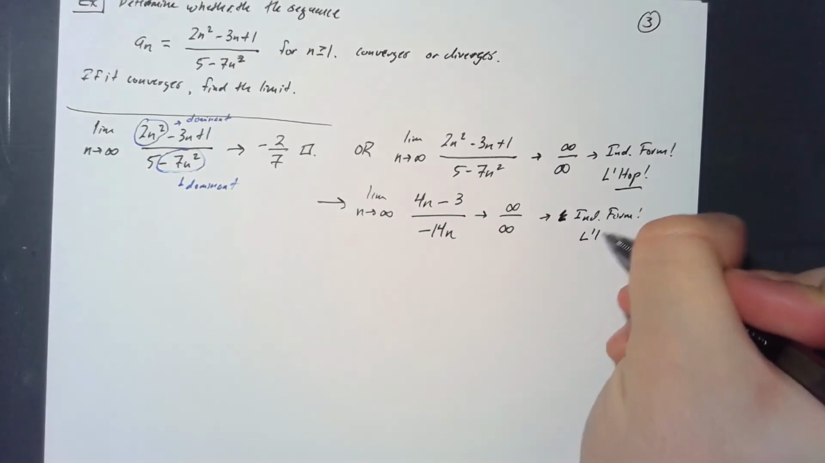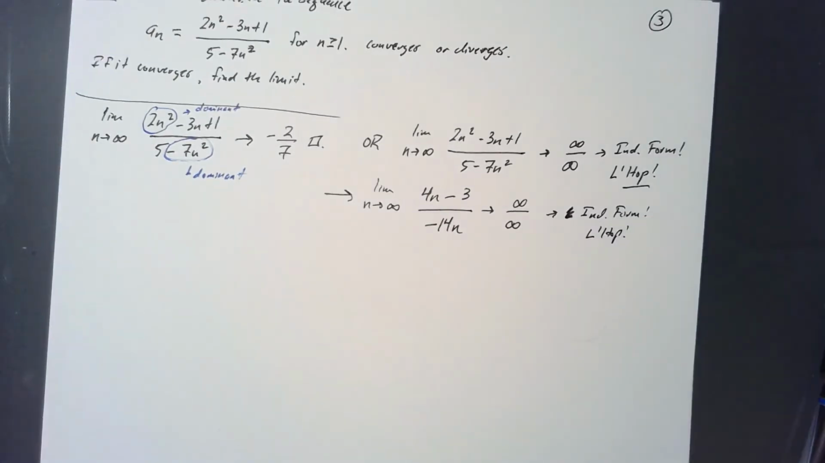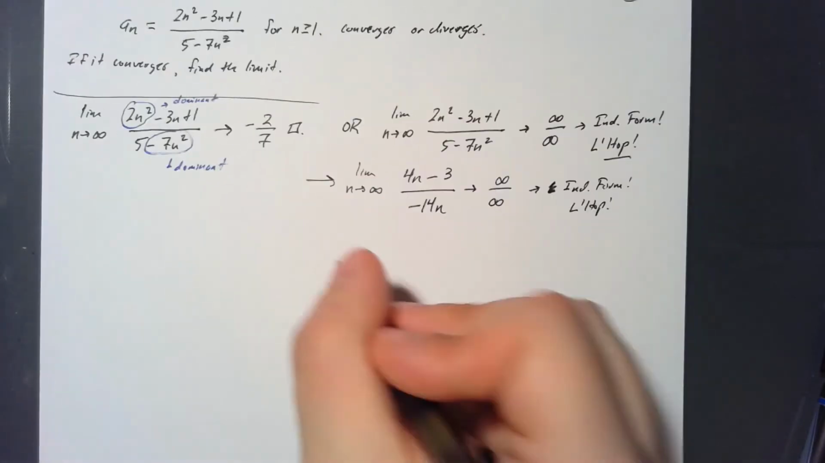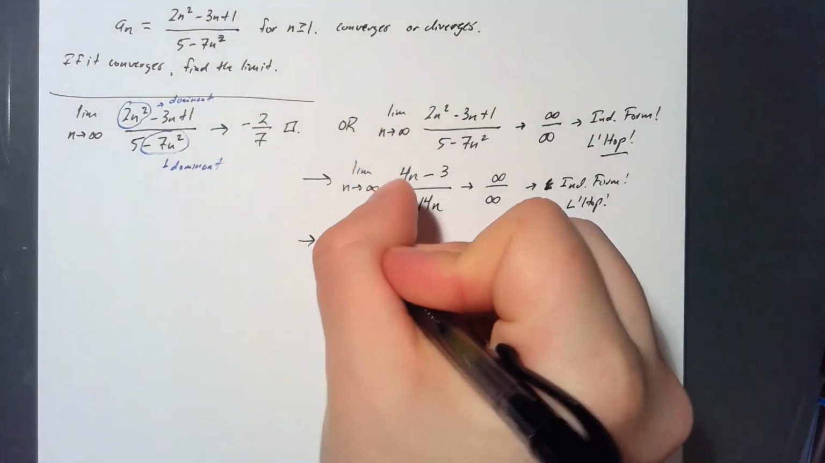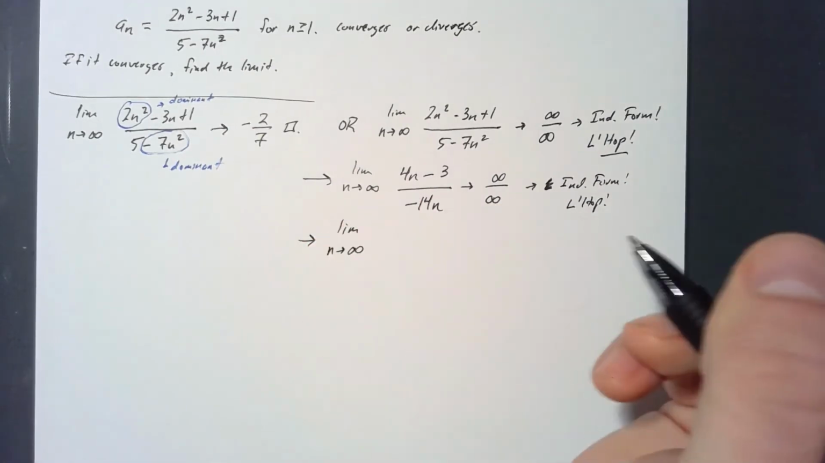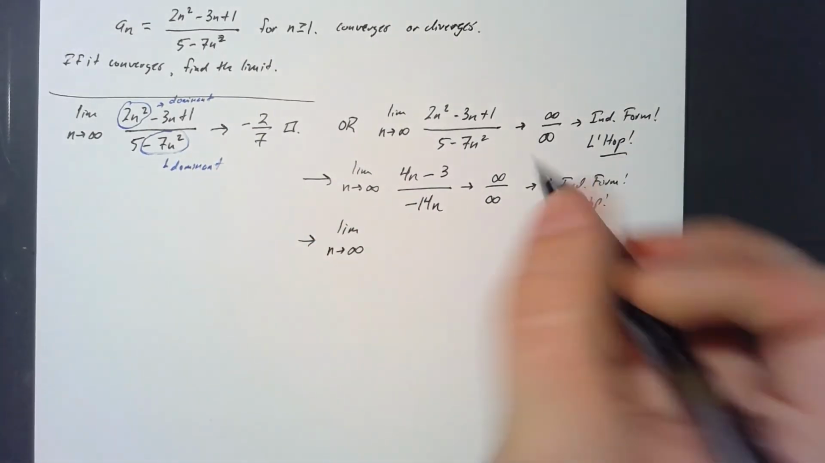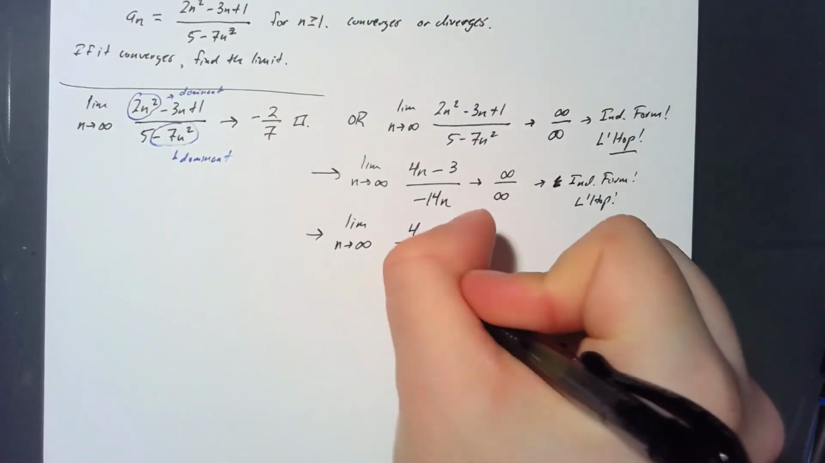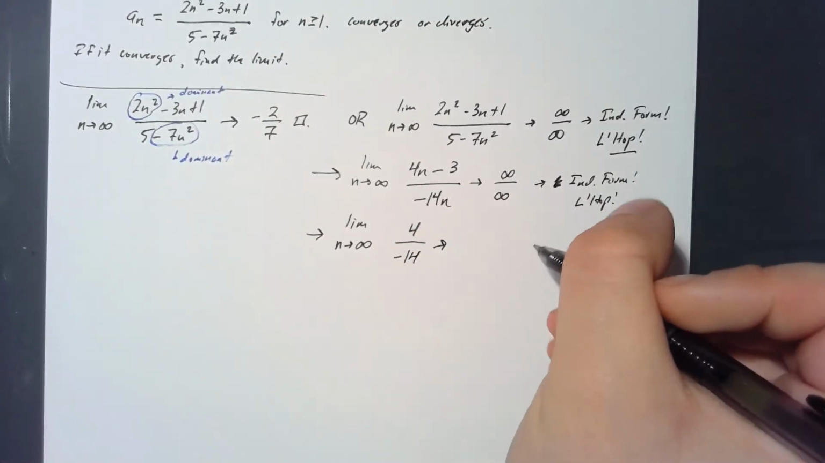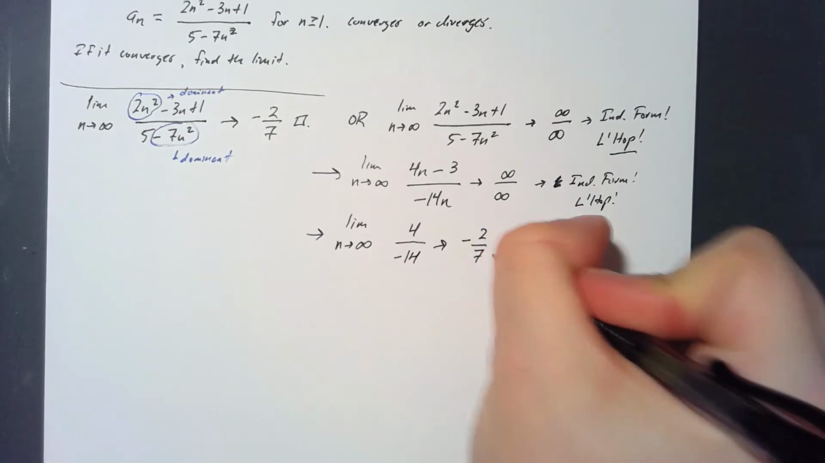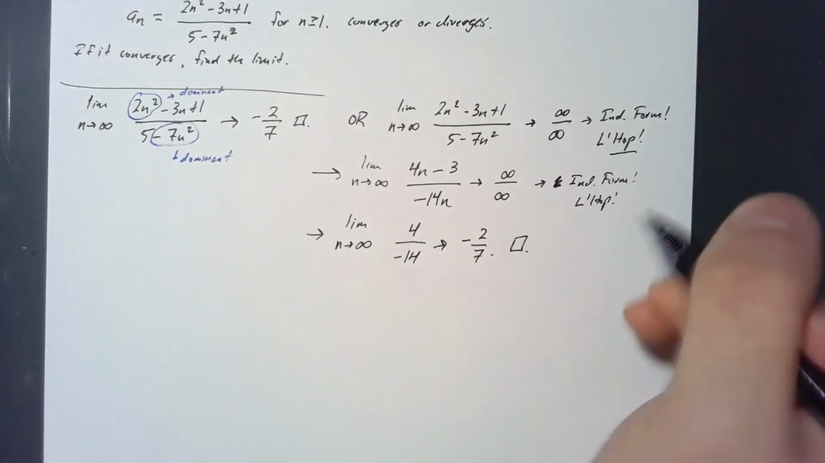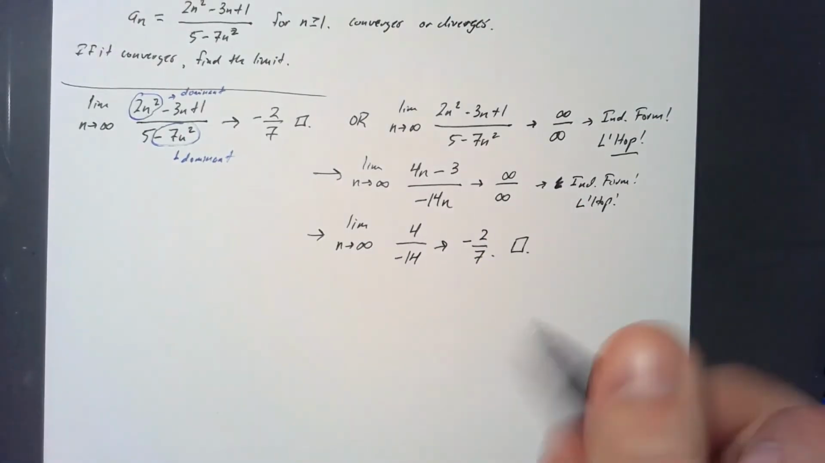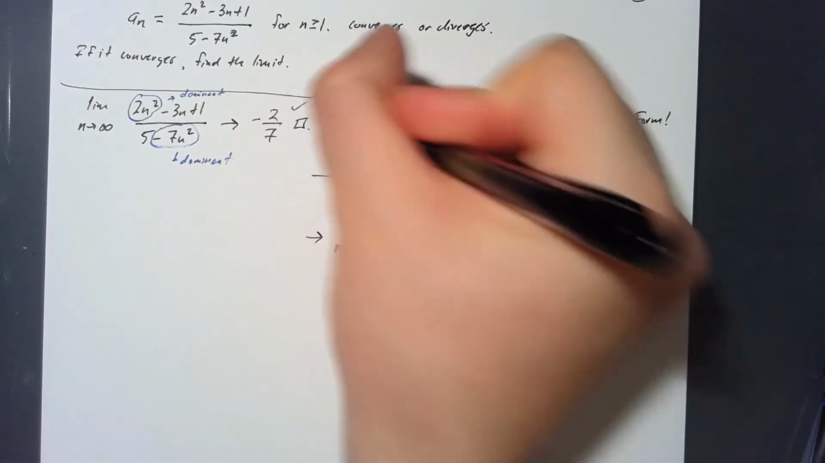So you could use L'Hopital, right? L'Hopital's rule again. What's the derivative of the numerator? 4. Derivative of the denominator? -14. Well, that obviously reduces to -2/7, which is exactly what I got here. So, either way, it's fine.